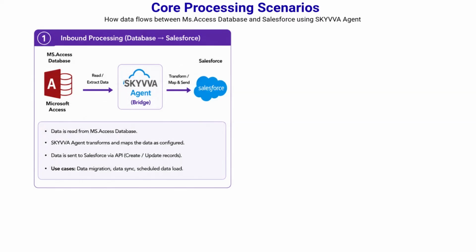Once the data has been successfully processed, the SKYVVA agent sends it securely to Salesforce through the Salesforce API. Based on the integration configuration, Salesforce creates new records or updates existing ones. This process enables reliable synchronization of business data from Microsoft Access to Salesforce and is commonly used for data migration, scheduled synchronization, and initial data loading.